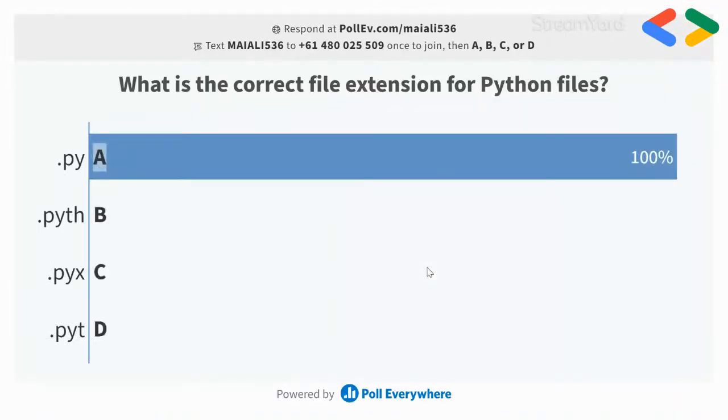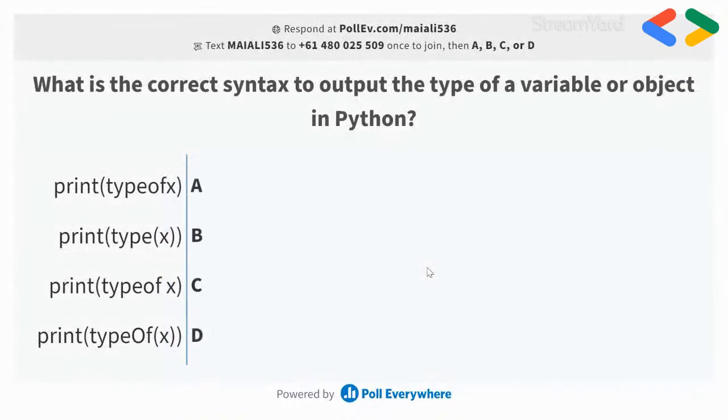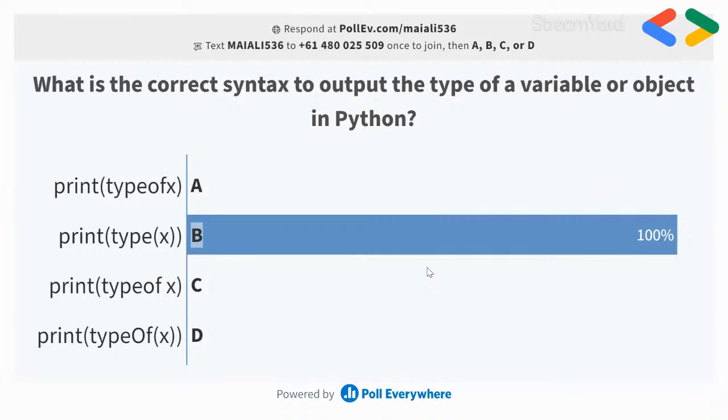Okay, so we have some answers, and all of them seem to agree on the right answer. What's the correct file extension for Python? It's .py. Second question: what's the correct syntax to output the type of a variable or object in Python? We have four options. Great. Okay, print(type(x)).